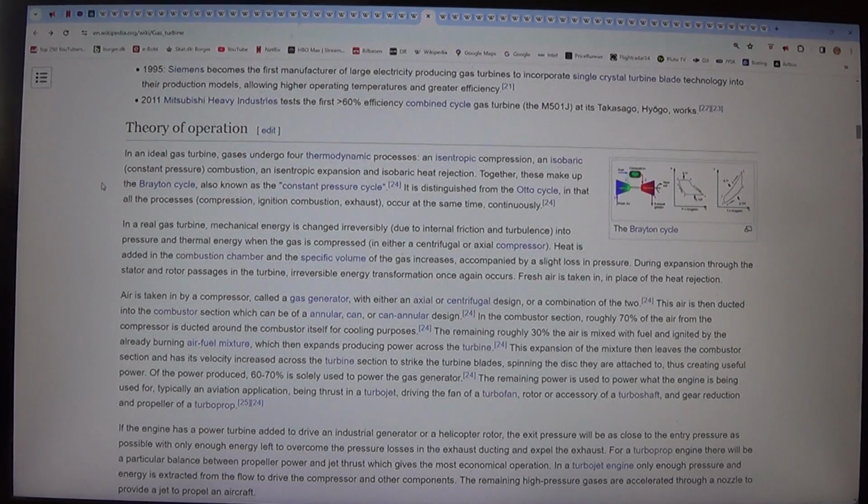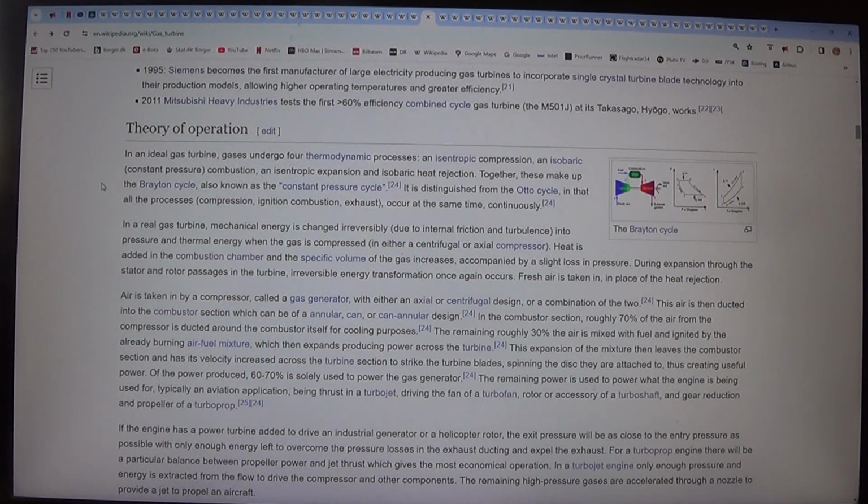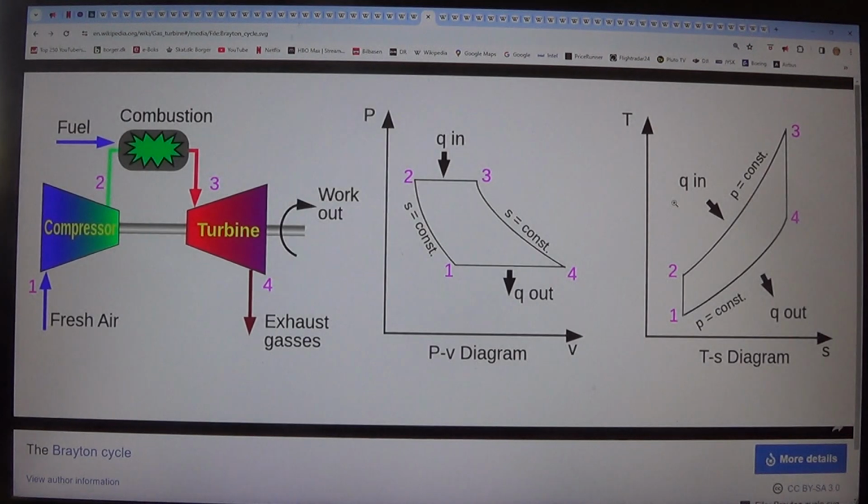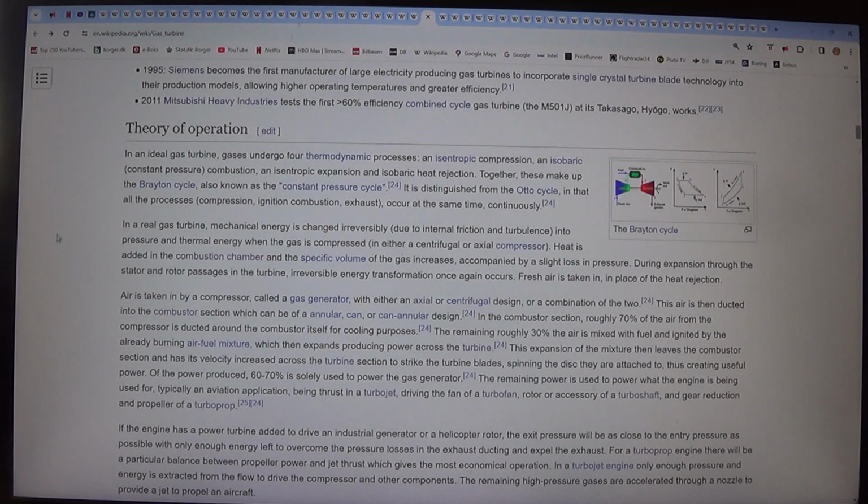time, continuously. In a real gas turbine, mechanical energy is changed irreversibly, due to internal friction and turbulence, into pressure and thermal energy when the gas is compressed, in either a centrifugal or axial compressor. Heat is added in the combustion chamber and the specific volume of the gas increases, accompanied by a slight loss in pressure. During expansion through the stator and rotor passages in the turbine, irreversible energy transformation once again occurs. Fresh air is taken in place of the heat rejection.